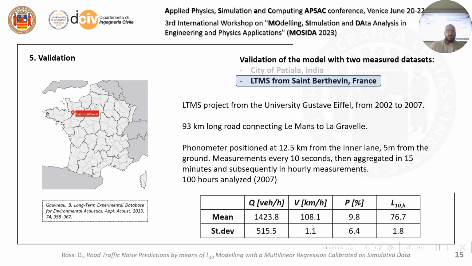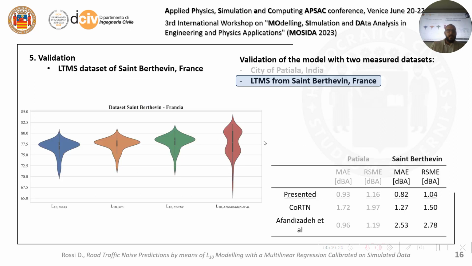Then we move to the second validation dataset, in the city of Saint-Berthevin in France. These data come from a very big project that collected noise levels for nearly 7 years, performed by the University Gustave Eiffel. Again, this is the statistics of the data set. Again, the same structure: measured data in blue, our simulated data in yellow, data simulated with CORTN in green, and data simulated with our reference work. And again, we have error values lower than the other models.